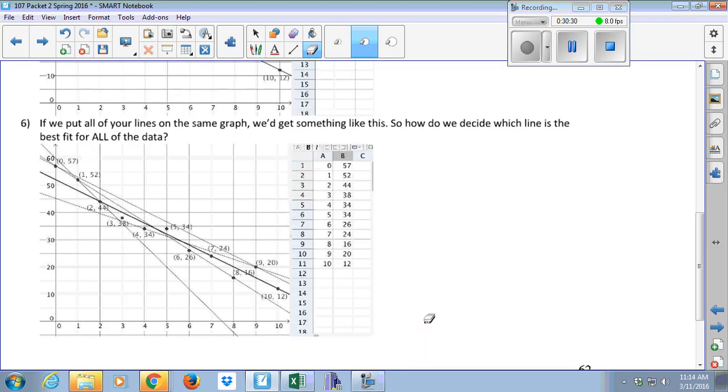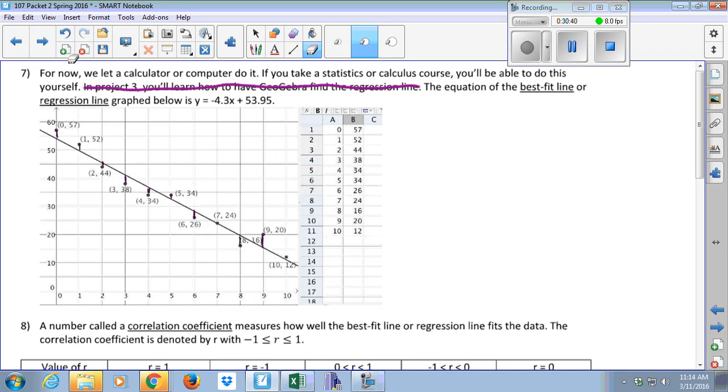All right. So if we put all of the lines that you drew on a graph, it might look something like this. Okay. So what we want to do is find the line of best fit. I want to take that out. That's from the other class. This second sentence here in project 3, you can put a line through that. We're not going to do this project this semester.